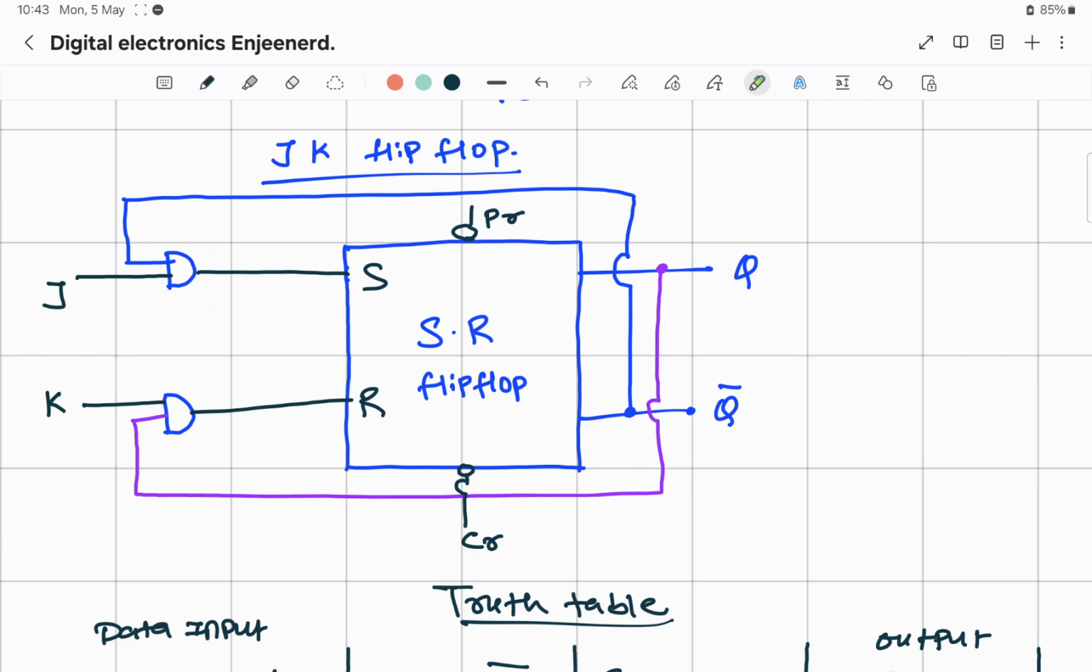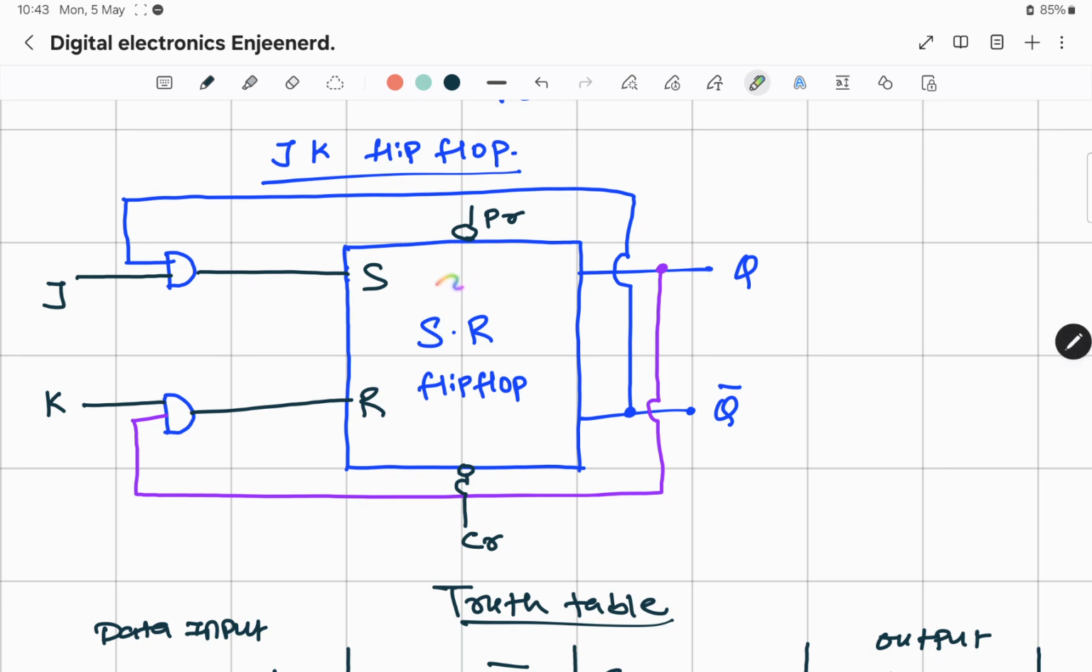The drawback of an SR flip-flop was that for S equal to 1, R equal to 1, the output we used to get is undefined. To remove that, we are now developing a JK flip-flop, which is a minor modification of an SR flip-flop. So it is made out of an SR flip-flop.